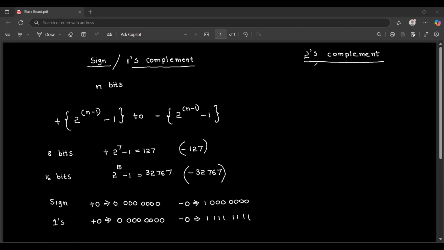But in 2's complement, we only have one zero, and that zero is 0, 0, 0, 0, 0, 0, 0, 0. There is no negative zero. Only one zero is present in 2's complement. That's why it's widely used in every application. It's very efficient when compared to the sign magnitude and 1's complement systems.